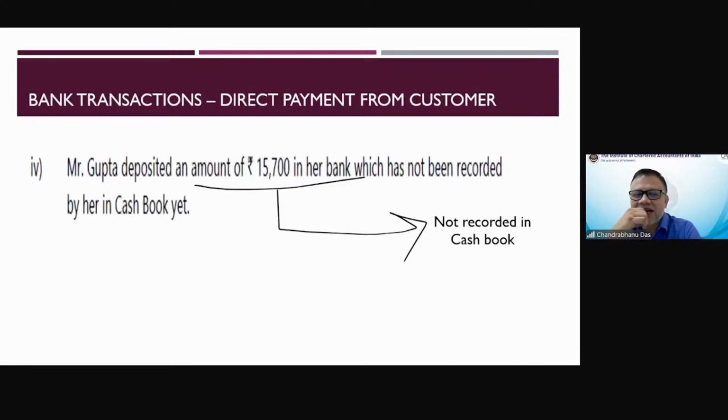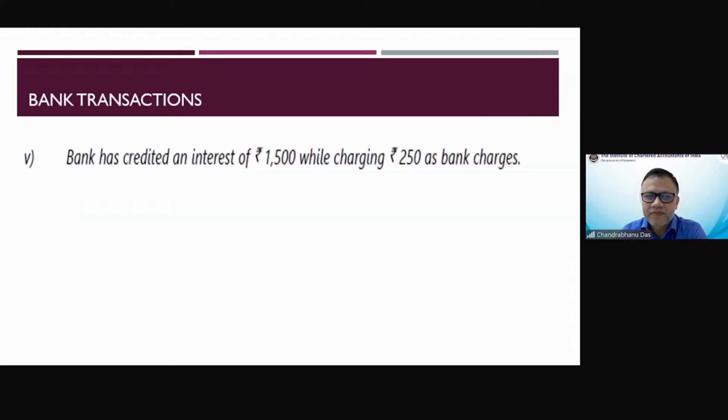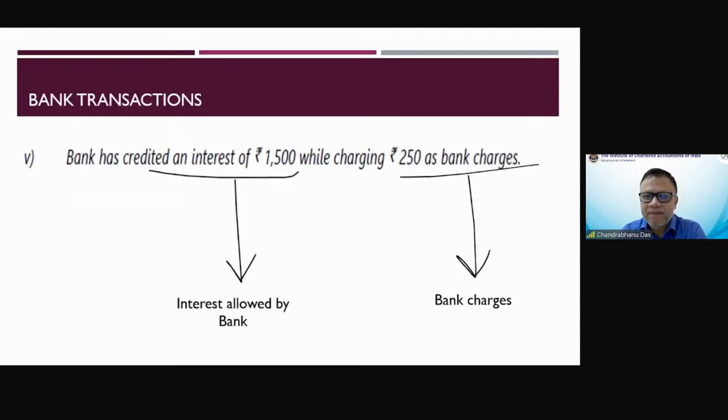So this is the amount which is a direct payment by a customer and which is not recorded in the cash book. Now this is the interest which is allowed by the bank, and these are the bank charges.